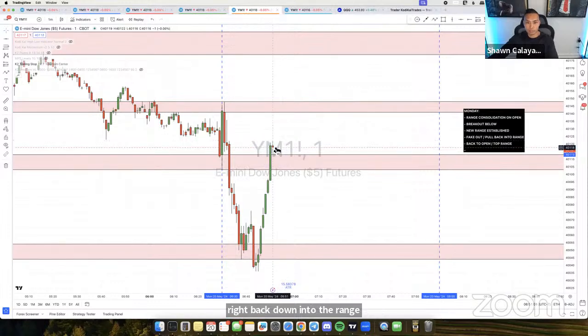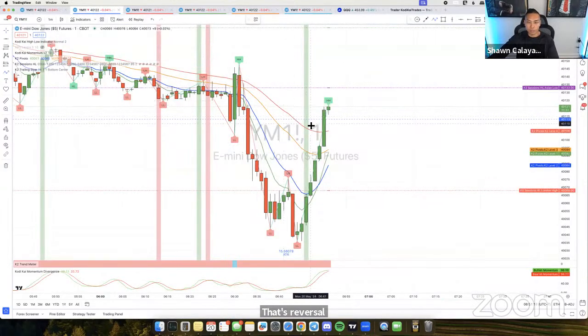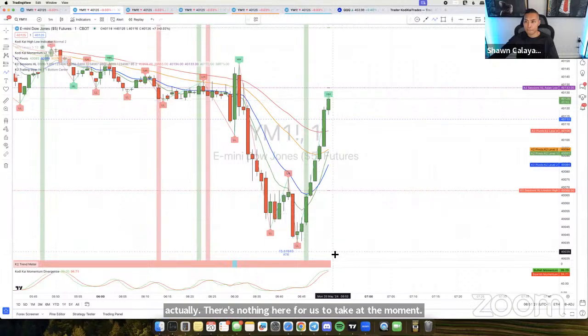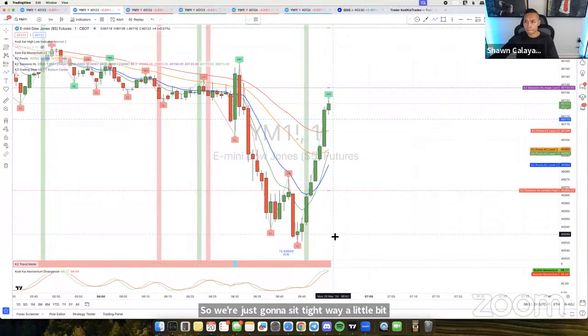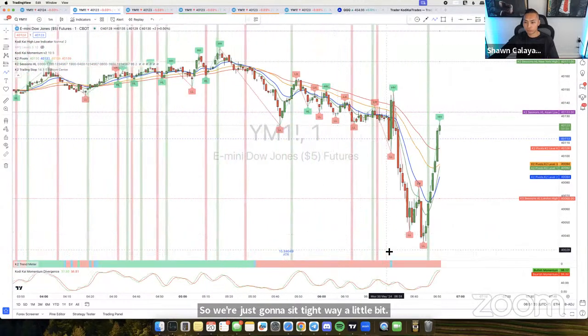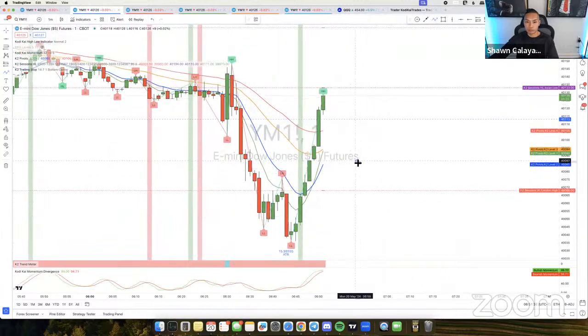So look at this right here. You can see we have a double body rejection. If this closes red, this is going to be a double body rejection. That's a reversal pattern, possibly going to pull back into the range. So just look out for the fake out right there. We're over here on the clean chart, or our main chart actually. There's nothing here for us to take at the moment. So we're just going to sit tight and wait a little bit over here.